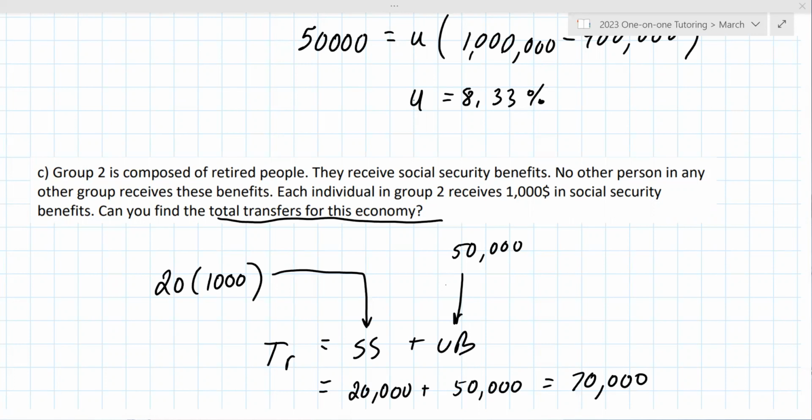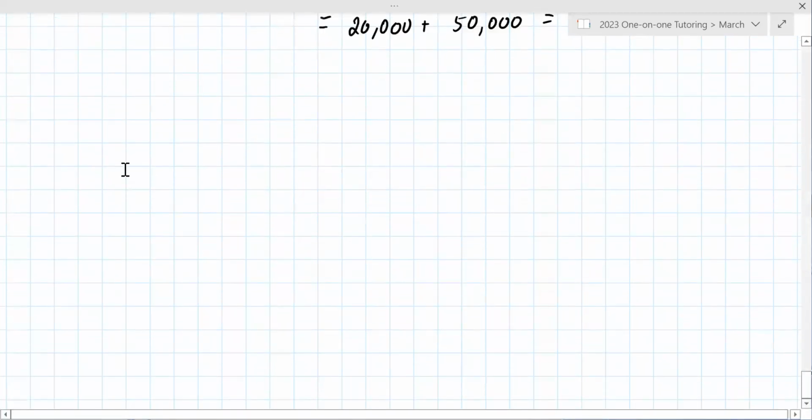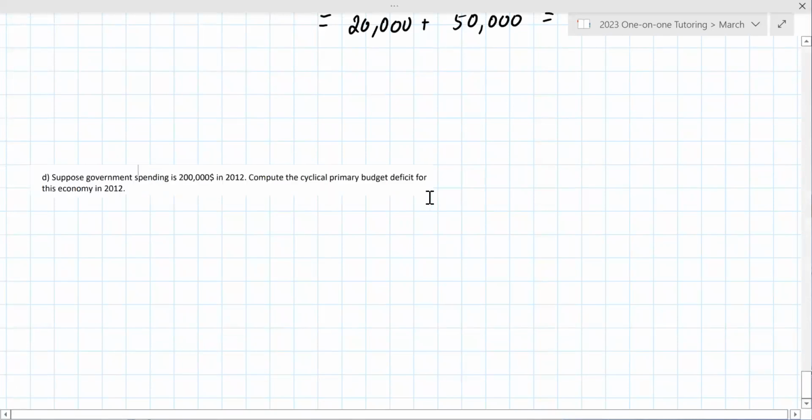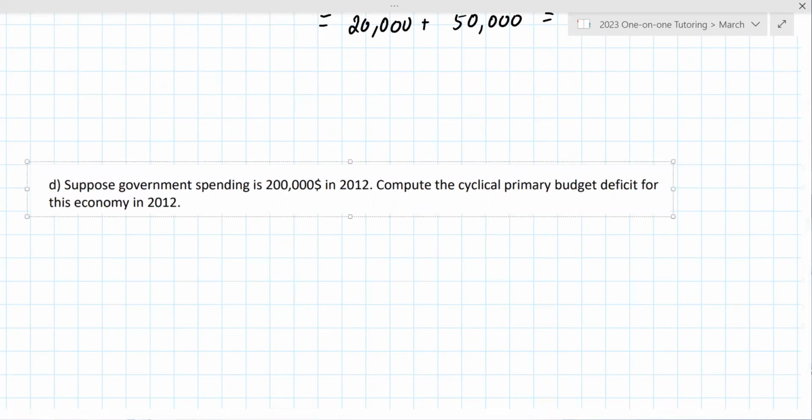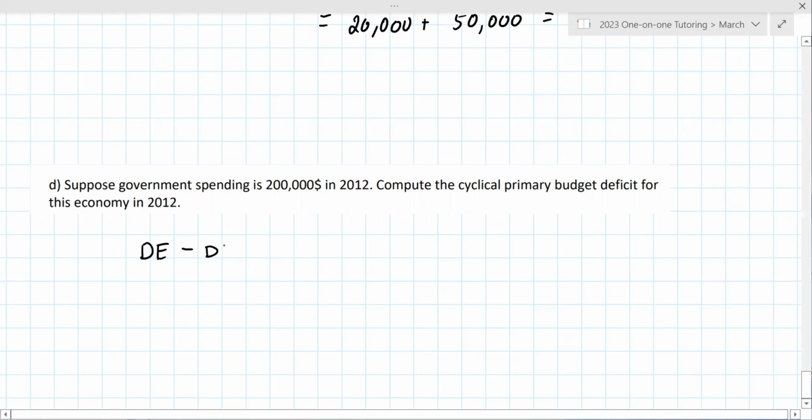Okay, so where this kind of deviates here for part D, so we may want to actually go back. It says to compute the cyclical primary budget deficit for this economy in 2012. So when I go back and look at where that was asked in the previous problem, they don't ask that until after you calculate the primary budget deficit. So they're asking for DE minus DE star. Okay. And when I see something like that, I would think, okay, let's first find DE.